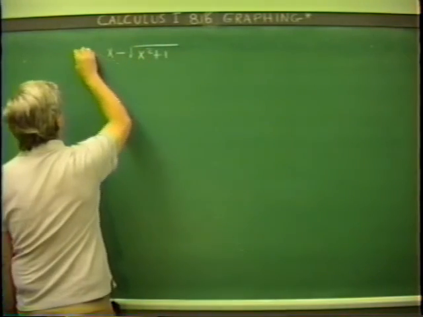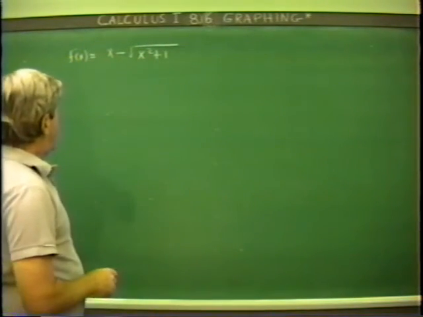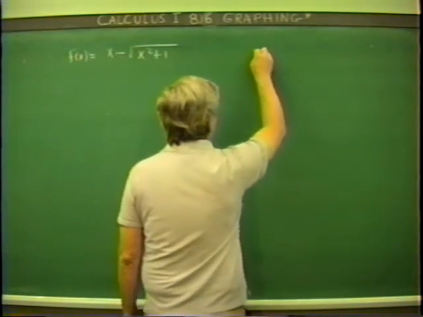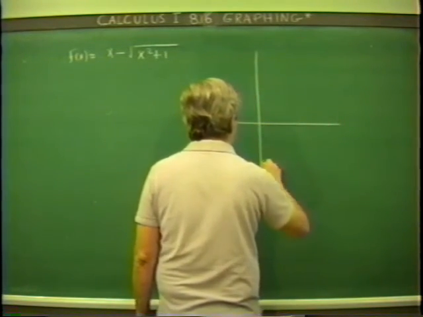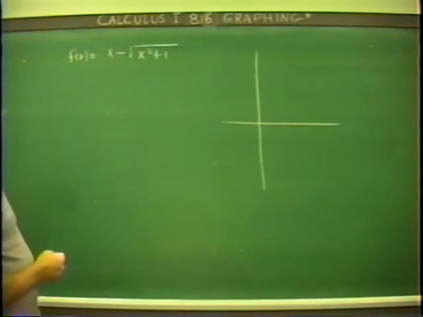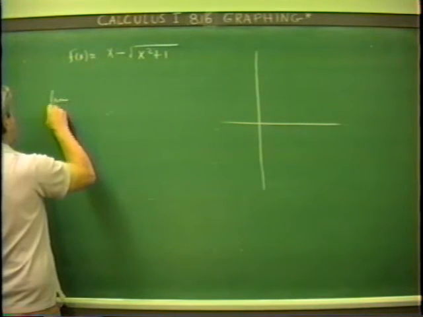Let's take a look at one more example here then of graphing a function. Let's look at f of x equals x minus the square root of x squared plus 1. Okay, the function is defined for all x. The question is, what does the graph look like?